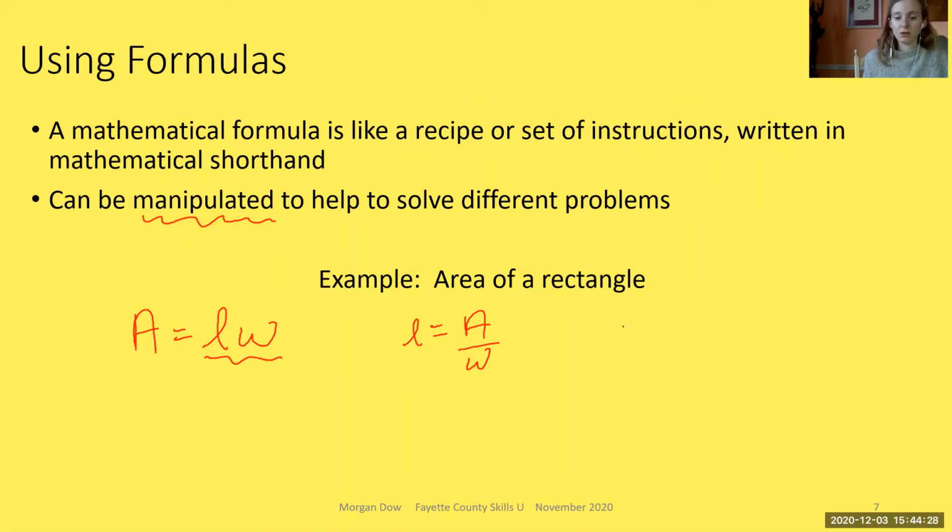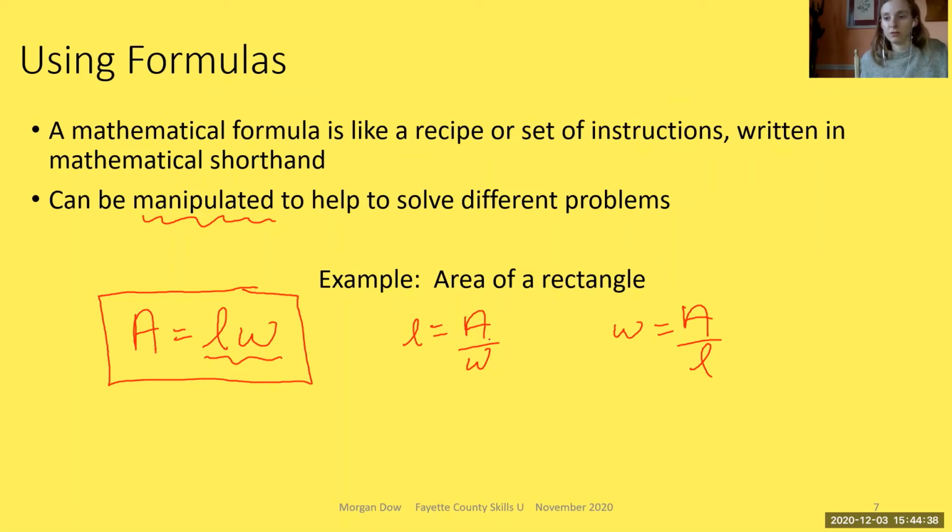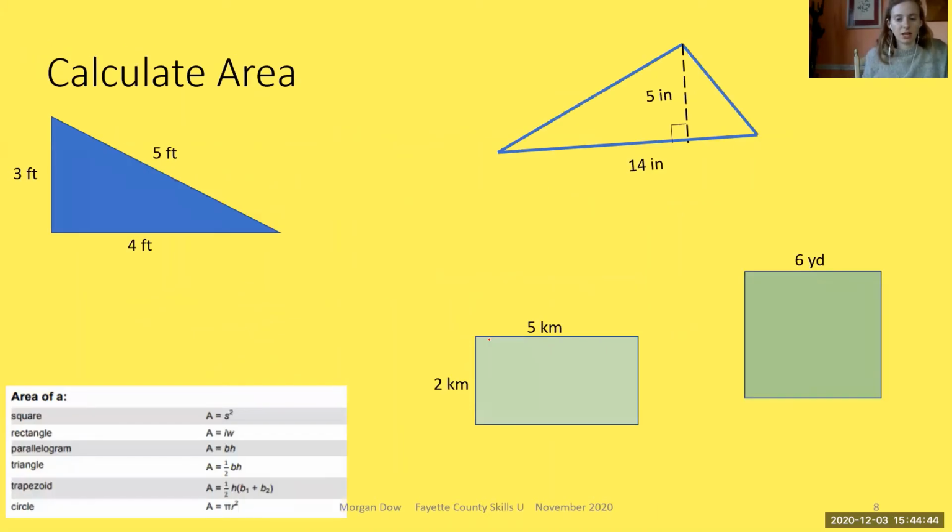Same thing for the width. If we know the area and we know the length, the width would be the area divided by the length. So this one formula that we're given, we can use that to help us solve a few different types of problems. All right, so let's get some practice calculating area here.